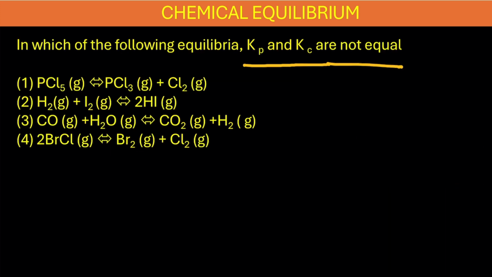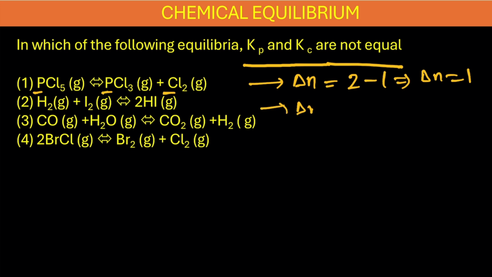Let us look at the calculation here itself. Here, let us first find out delta n. What is the number of moles of PCl3? 1. Number of moles of Cl2? 1. So the number of gaseous products is 2. And what is the number of gaseous reactants? 1. So here delta n is equal to 1. In the next case, what is delta n? The number of gaseous products is 2. The number of gaseous reactants is 1 plus 1, 2. So 2 minus 2, that is equal to 0.